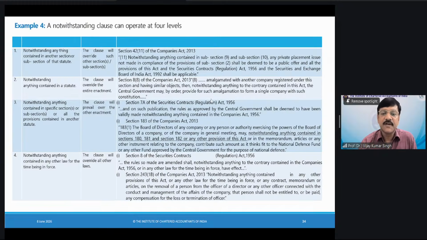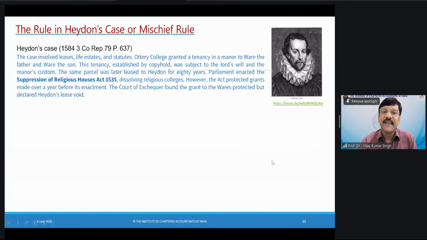Now let me proceed further and talk about the rule in Heydon's case, which is also referred to as the mischief rule. It is quite an interesting one. Mischief rule. Have you heard about this word, mischief? What is a mischief, by the way? Okay. An act causing some uncomfortable happening, doing something wrongdoing.